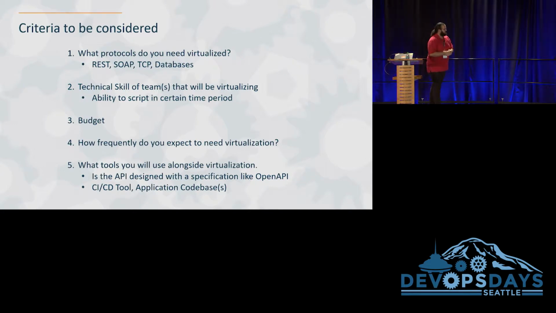The next point is really the technical skill of your teams. This isn't about, can they write a script or not? This is more about, in a certain period of time, are they going to be able to take that time out to write a script to do something like virtualizing? A lot of times, you will say, yeah, they can do that, but we'd rather spend that time elsewhere. So in this case, it may not be more about technical skill, more just about the time. But it is a consideration that you have to give.